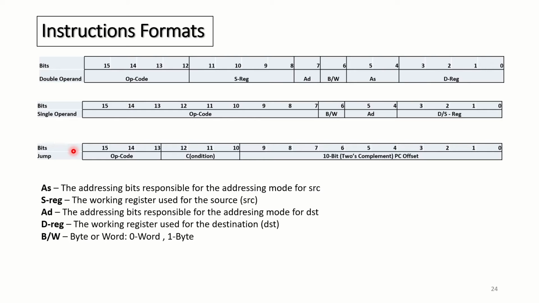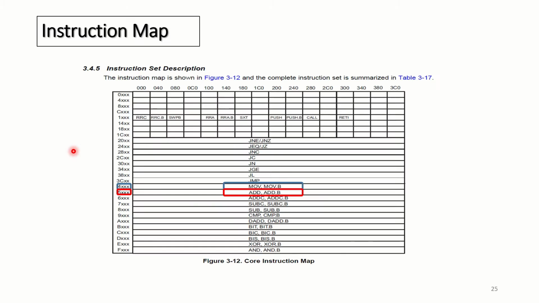At this point, let's quickly take a look at the instruction map of the MSP430. This instruction map is taken from the user guide, and we can see that each instruction has a different code. Let's take move as an example. We can see that the most significant 4 bits, a nibble for short, has the value of 4. And the add instruction's most significant 4 bits has the value of 5.